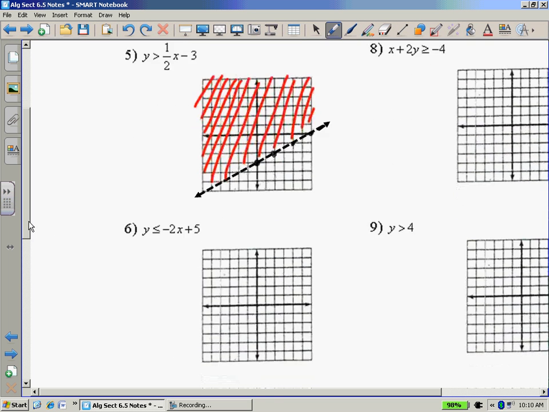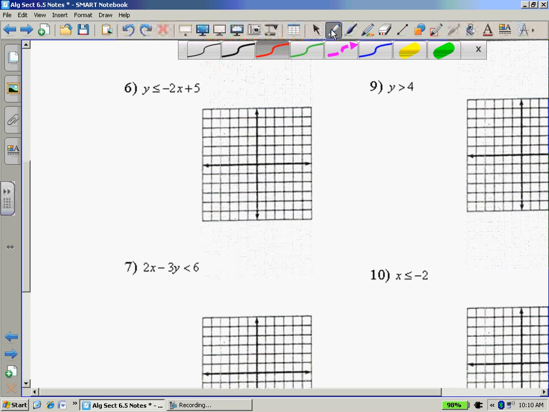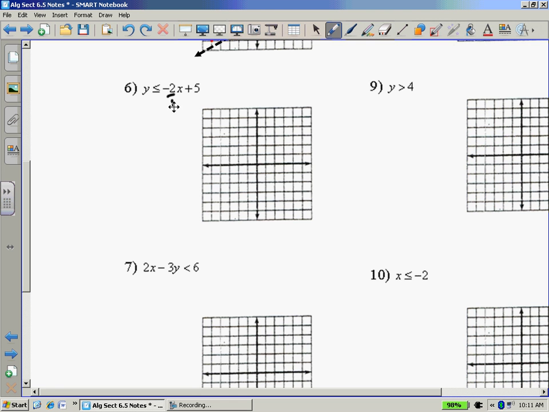And then that's it. Okay, let's try number 6. It's already in slope-intercept form, so I'm good to go there. I'm going to put my slope as -2 over 1, rationalize it so that I have -2 as my rise and 1 as my run. So I'm going to go up 5, so rise 5, 1, 2, 3, 4, 5. Put my y-intercept there. I'm going to rise -2, run positive 1. Rise -2, run positive 1.